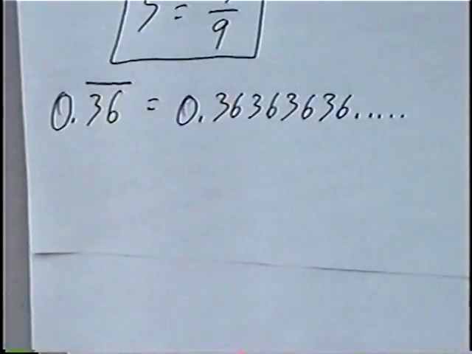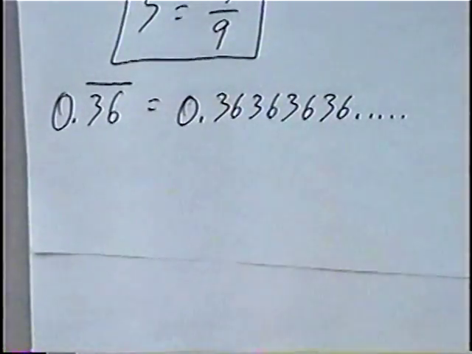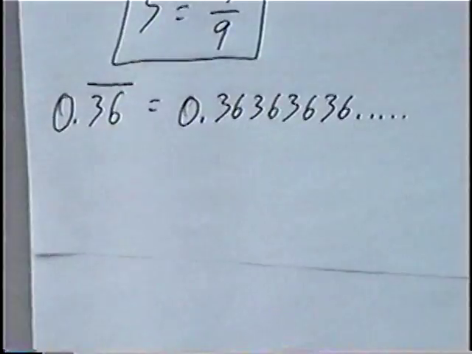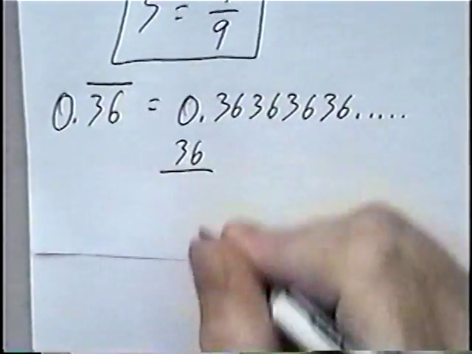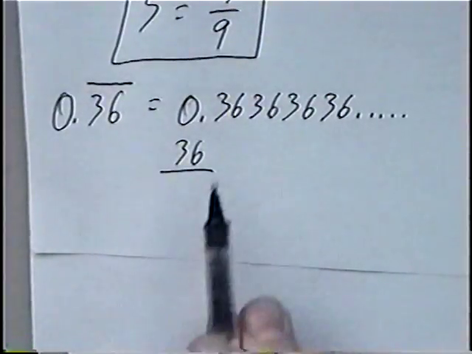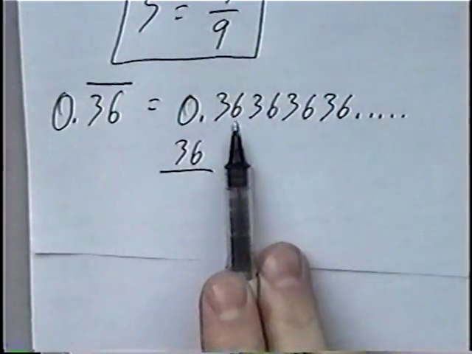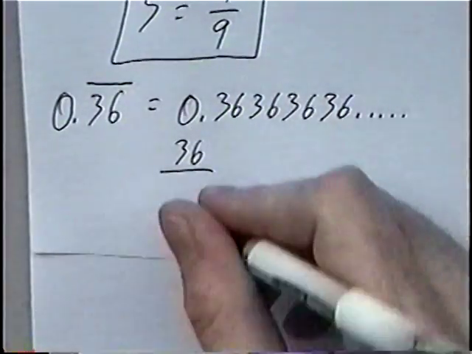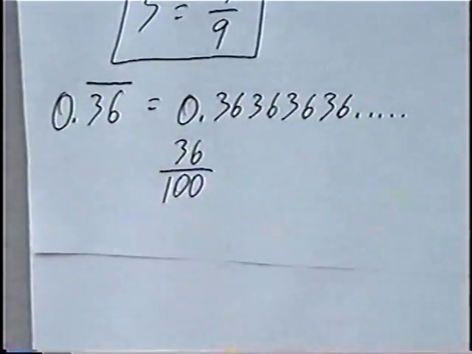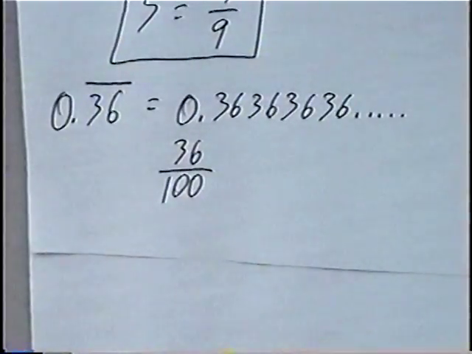Same steps as the previous problem. We can change each part of this into a fraction. If we have two numbers, 36, we'll take both of those for the fraction, 36. And the decimal place for the 36 will be the second decimal. The 3 is the tenths place. The 6 is the hundredths place. So the first 36 will be 36 over 100.